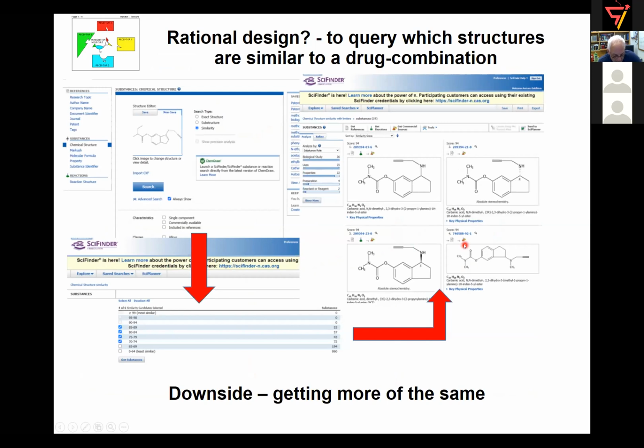So all those examples were from chemical synthesis, while we are interested in trying to do the same by rational design. So rational design could start by querying, for instance, which structures are similar to a drug combination. So one could take the 2 drugs, such as ladostigil here, and find out, through the similarity programming of SciFinder, which molecules and how many of those are closely related by chemical similarity. So that is one way, but the downside of that is that we will get more of the same. So if we're looking for scaffold changes, or what is called scaffold hopping, then this is not the best way to do it.